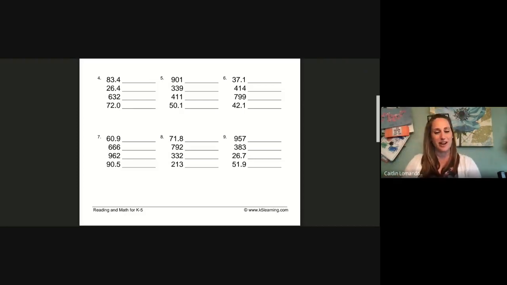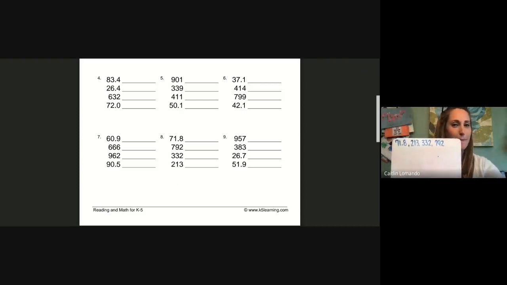Great job. Let's try 2 more before going into our form. Number 8, I have 71 and 8/10, 792, 332, and 213. Let's pause and write them in order from least to greatest. Did you get what I got? 71 and 8/10 is our smallest, followed by 213. 332 comes next, and our largest number is 792.